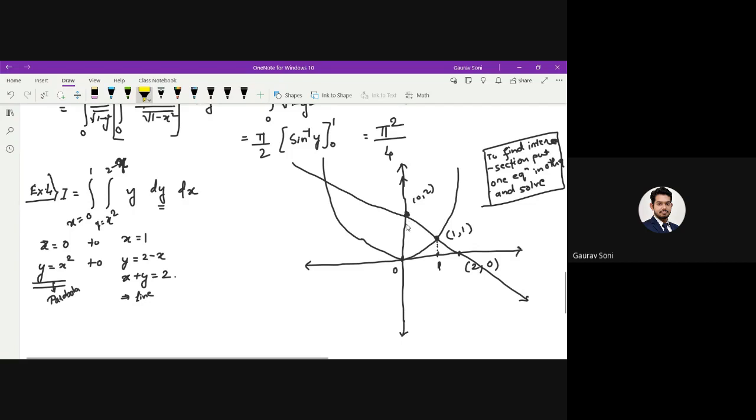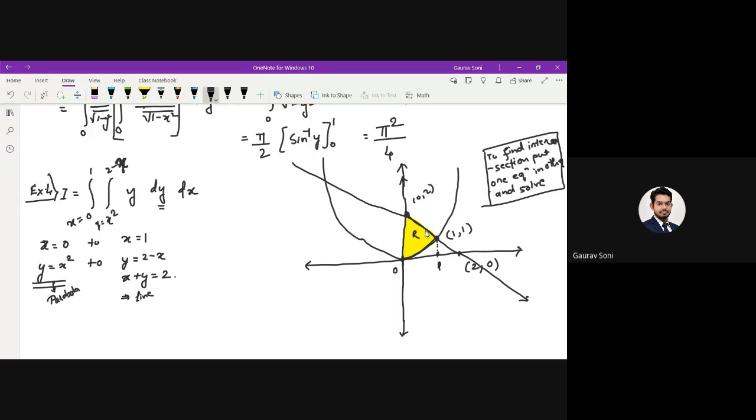So this is the part over which you are integrating, and we have identified it by the limits. This is the region over which you are integrating. In this region, you can see that x is running from 0 to 1 and y is going from the parabola to the line. So this is how we have identified it.